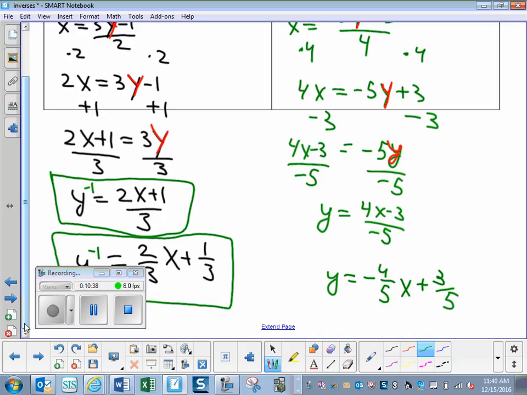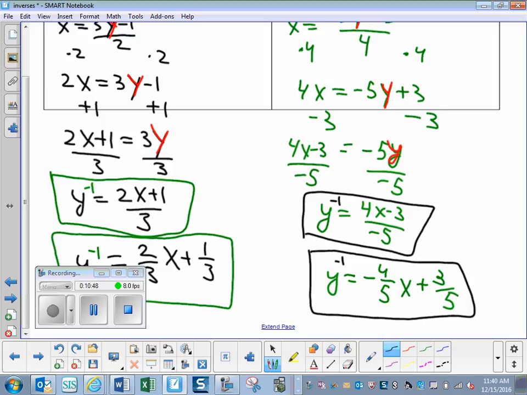Everybody see how I did this? Okay. And so also we put the negative 1 on top of f, just so we know this is the inverse function. Both answers are good. Questions? Good? Okay. So let's do the next one.